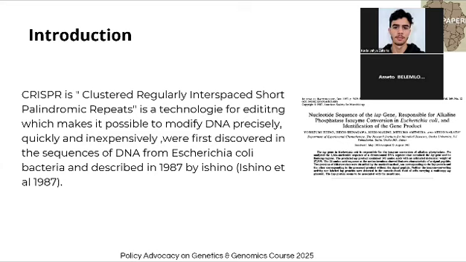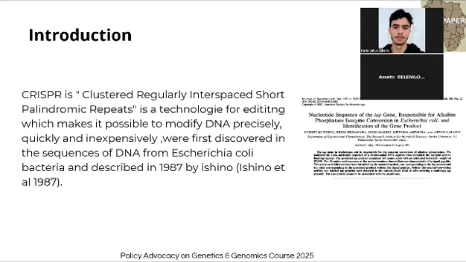First of all, what is CRISPR? Well, CRISPR stands for clustered, regularly interspaced, short palindromic repeats. It is a gene editing technology that allows scientists to modify DNA precisely, quickly, and expensively. It was first discovered in E. coli by Ishino and colleagues in 1987.